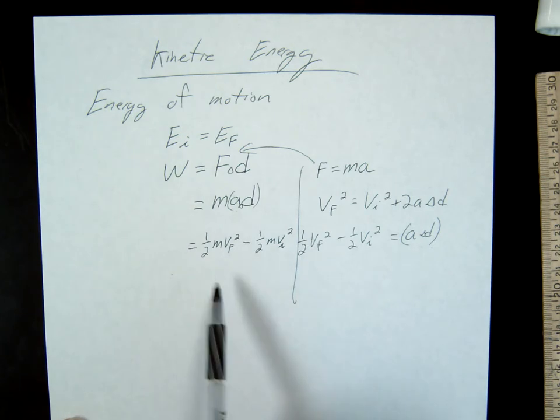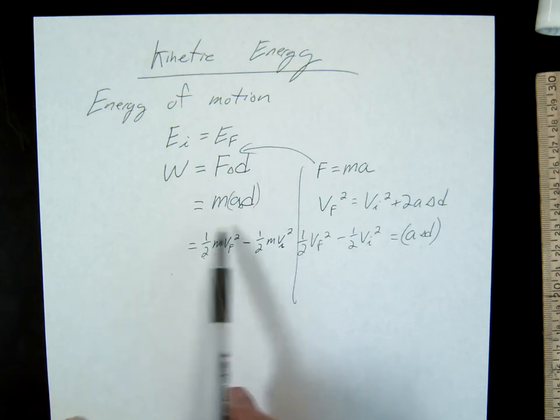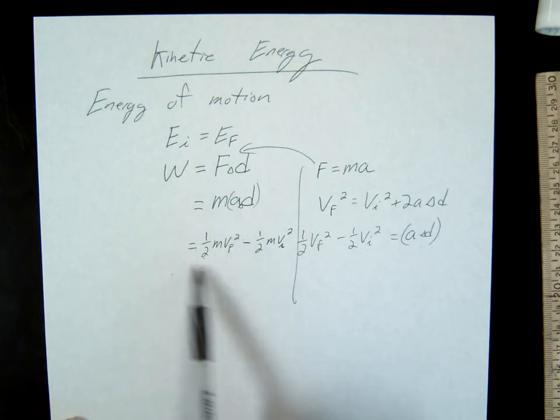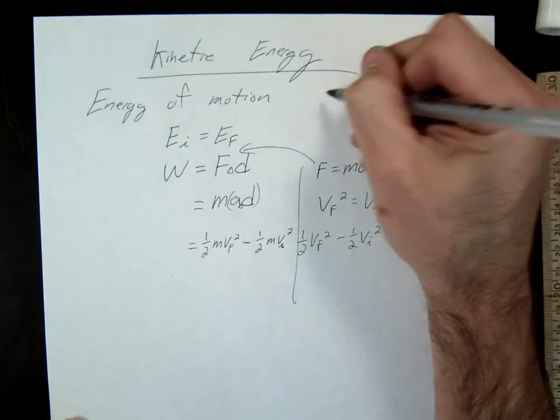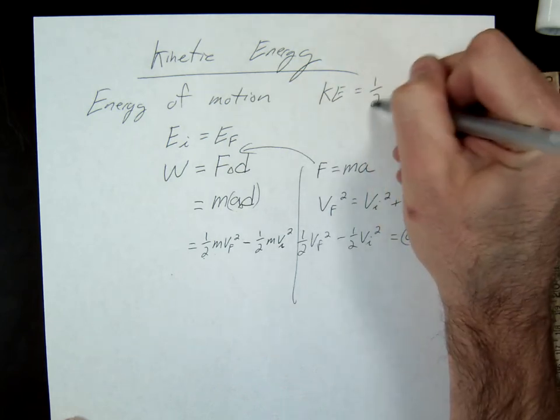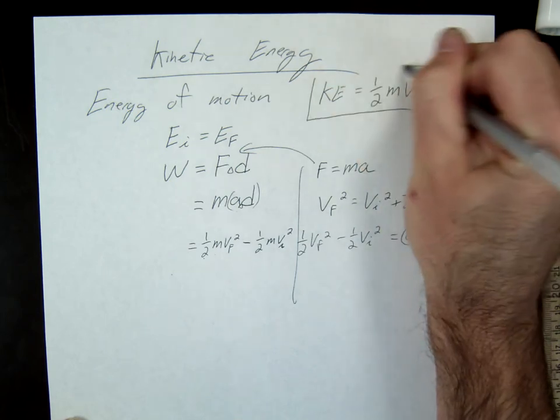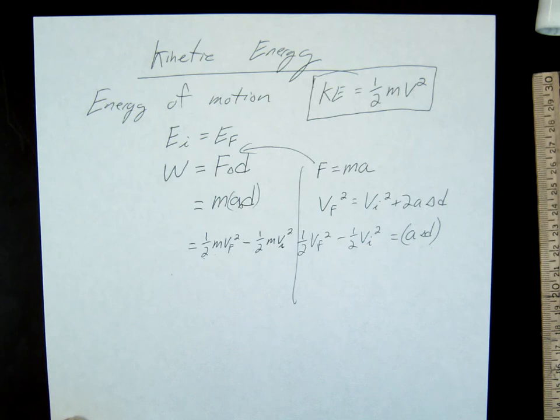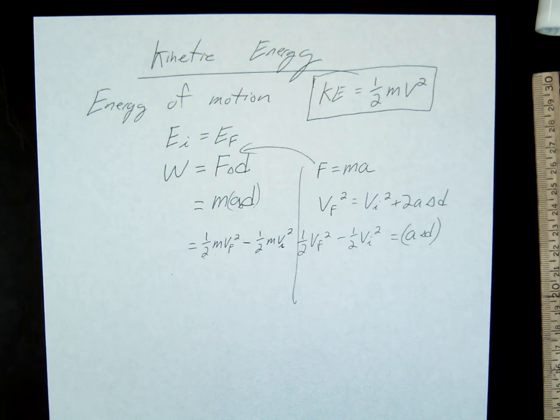Now this expression right here, 1/2 mv squared, is what we call kinetic energy. So this is the expression for kinetic energy, okay, energy of motion. So let's write that here. Kinetic energy equals 1/2 mv squared. Notice that kinetic energy is dependent on two things. What are the two things? Mass and velocity. Hopefully this makes sense, right?